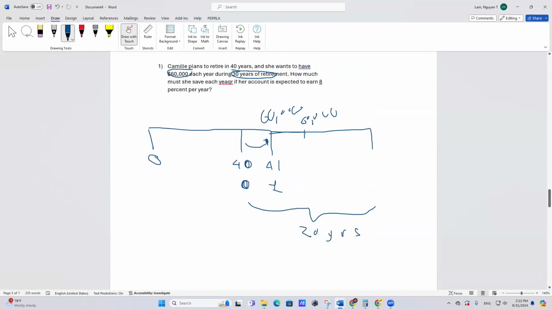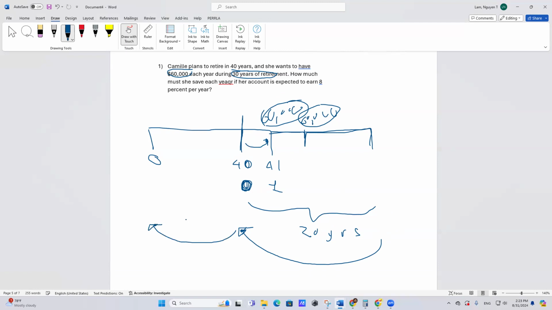The first part is you have to discount the yearly 60,000 back to the year, what? Year 40, right? Because first you have to discount everything back to year 40. The 60,000 each year back to year 40. And then from year 40, you're discounting back 40 years. Okay, so first part, what do we do?